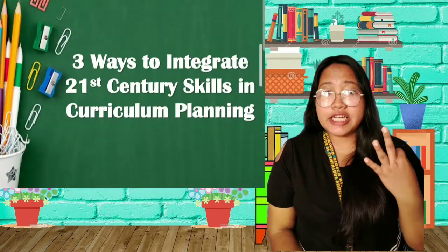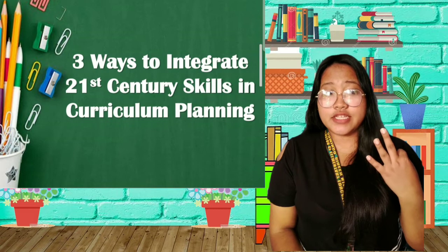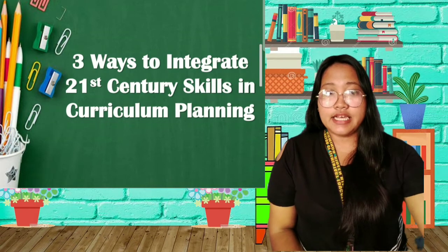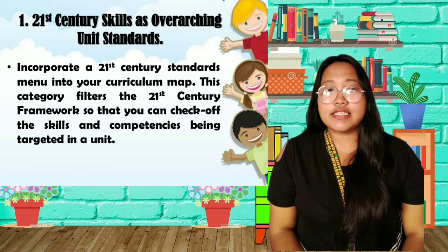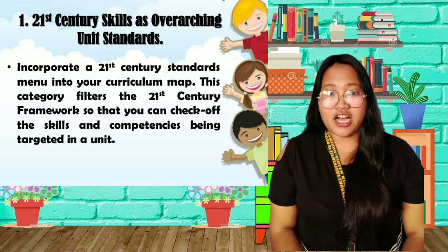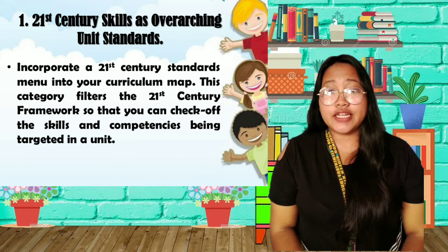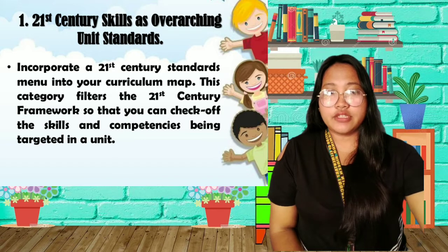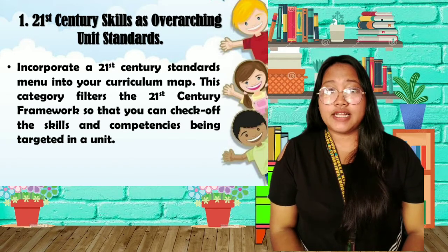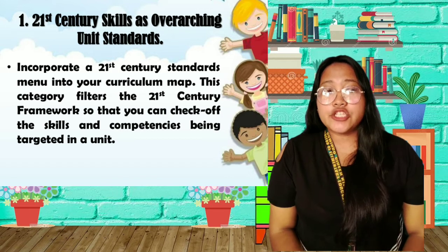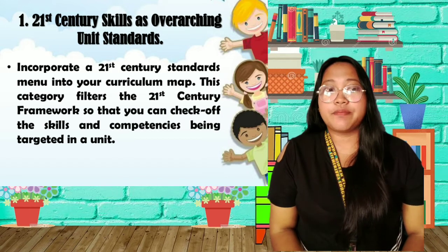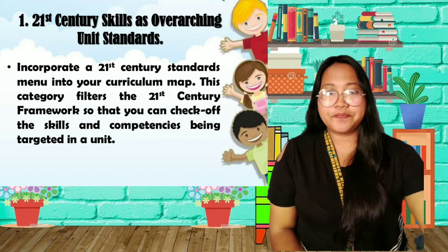So, there are 3 ways to integrate 21st century skills in curriculum planning. First, 21st century skills as overarching unit standards. Incorporate a 21st century standards menu into your curriculum map. This category filters the 21st century framework so that you can check off the skills and competencies being targeted in a unit. The benefit of this approach is that it allows for reporting capabilities so you can see how exactly the skills are being addressed across the school.